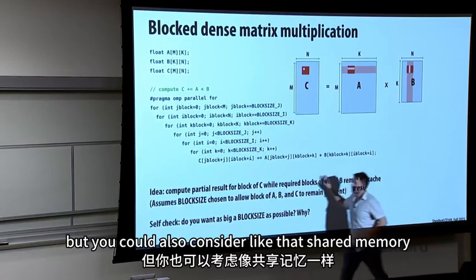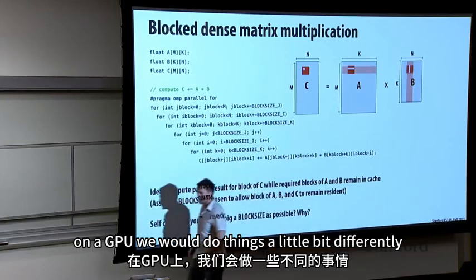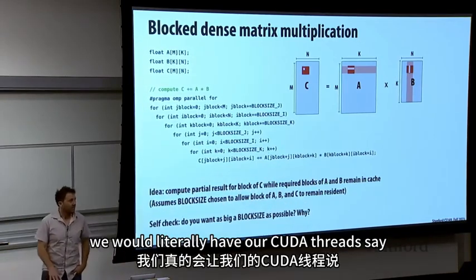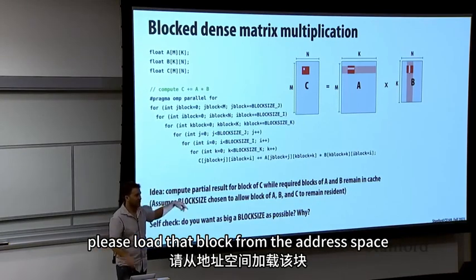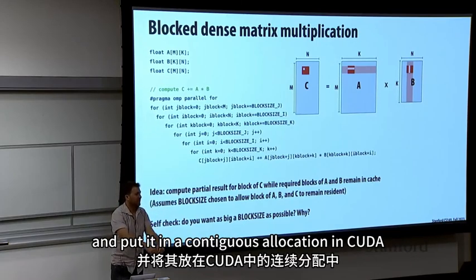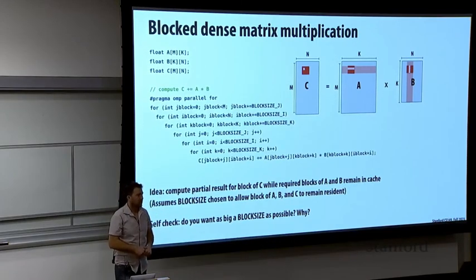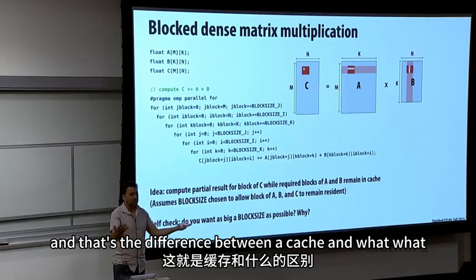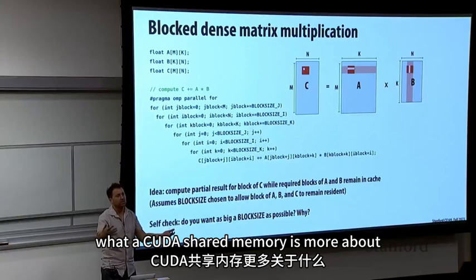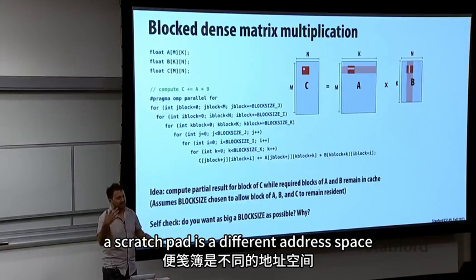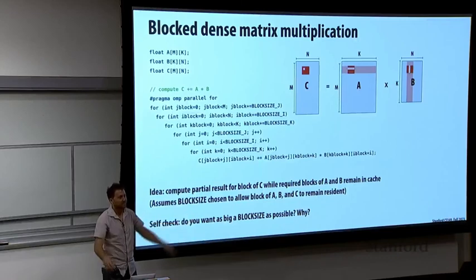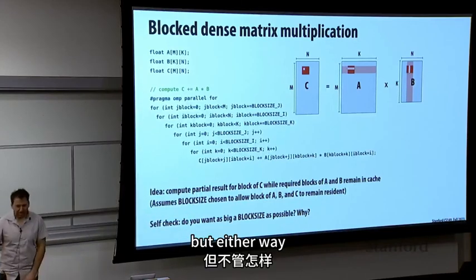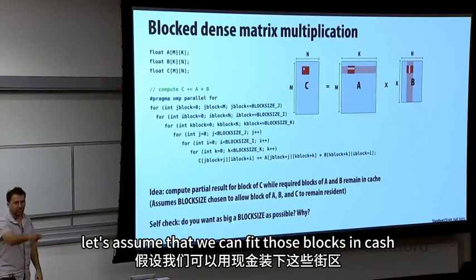But you could also consider that with shared memory on a GPU, we would do things a little bit differently. We would literally have our CUDA thread say, please load that block from the address space and put it in a contiguous allocation in CUDA shared memory. And that's the difference between a cache and CUDA shared memory, which is what's called a scratchpad. A scratchpad is a different address space. A cache is just an implementation detail on the same address space, right? But either way, let's assume that we can fit those blocks in cache.